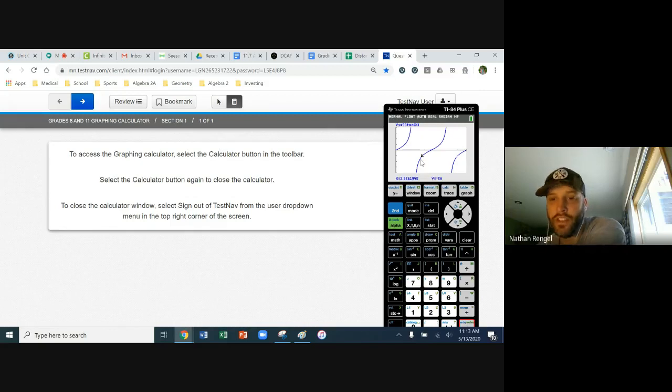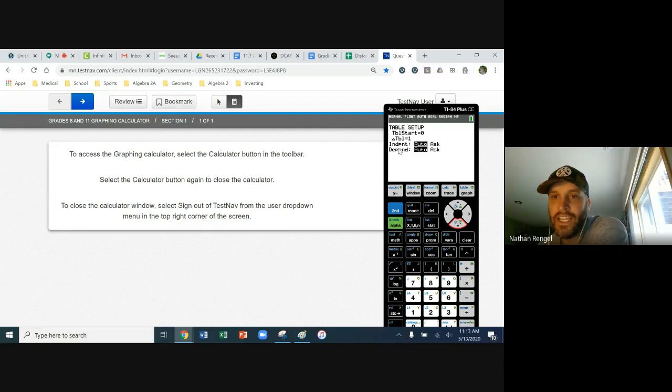Now the second way to do it. The second way to do it is in your table. So if you hit second table, now our table, we're just getting all these values, and none of them are in terms of pi. There is a way that you can change your table a little bit. You're going to hit second table set. So second window brings you into this menu. Don't worry about the table start, delta table, don't worry about that. That's just your change in values.